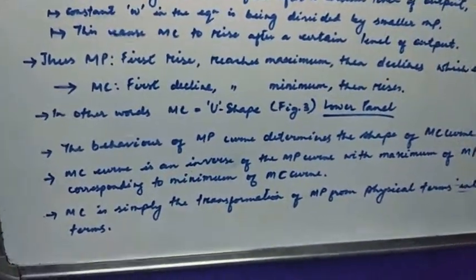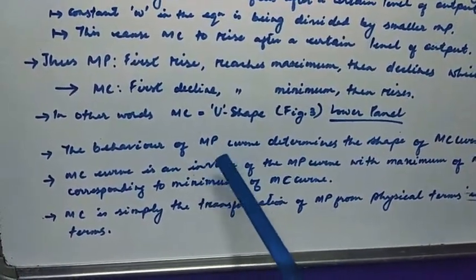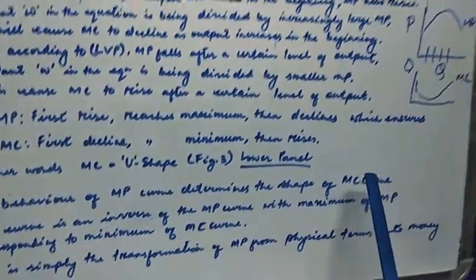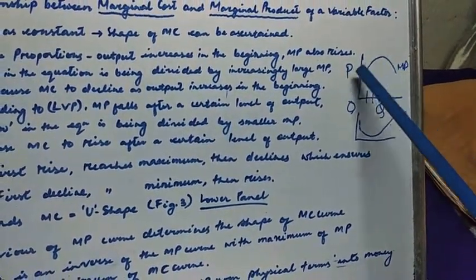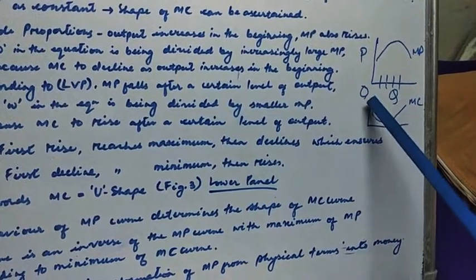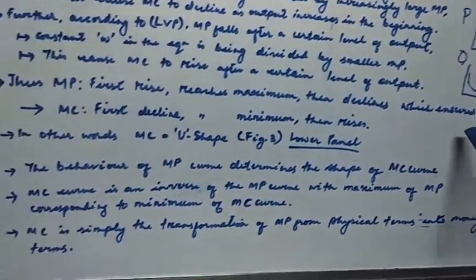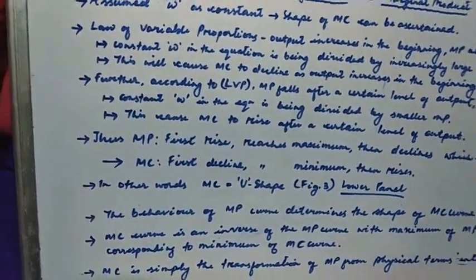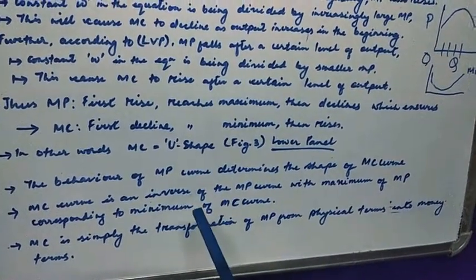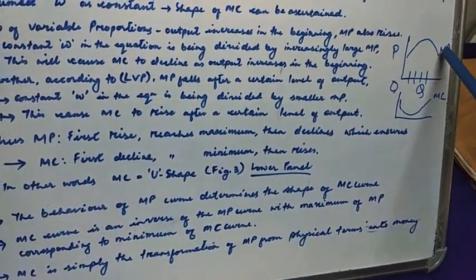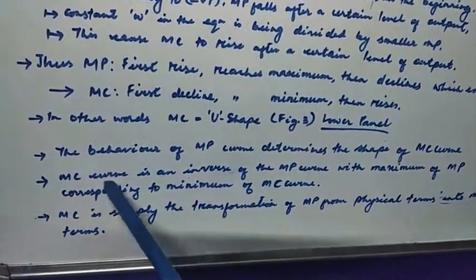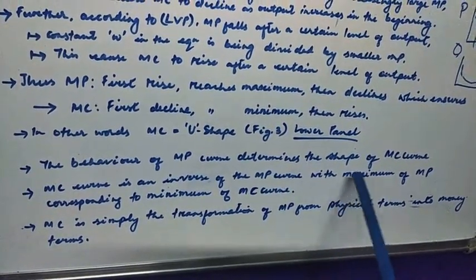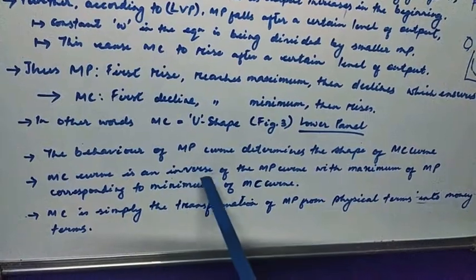And then the behavior of the MP, marginal product curve, determines the shape of the marginal cost curve. Like the average variable product and the average product, even here the shape of the marginal cost is determined by the marginal product curve. So the MC curve is an inverse of the MP curve, with the maximum of MP corresponding to the minimum of MC.